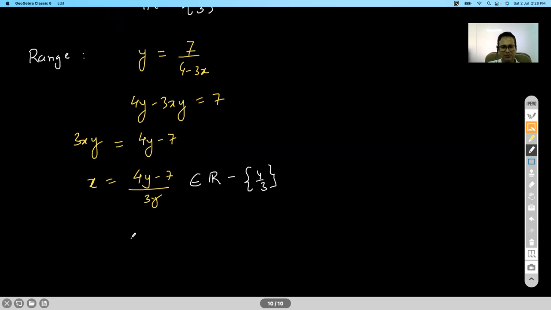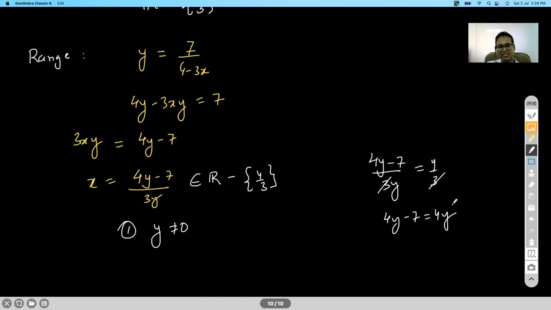So first of all, if you want it to be all real numbers, y cannot be 0. Okay. And at the same time, y cannot take such a value for which this will become 4 by 3. So first, what I'll do, I'll try to equate it to 4 by 3 and try to see if any value comes out from there. No value comes out from there. So this is not possible. So this is the only value that you need to exclude. So your range in this case is going to be all real numbers except 0.